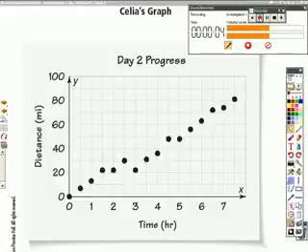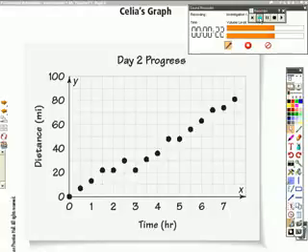Okay, investigation 1.4 on page 12. What we're looking at is Celia collected data along the way and used it to make the graph below. So that's what we're looking at here, day 2 progress. Her graph shows the distance the riders are from Luz as the day progresses.